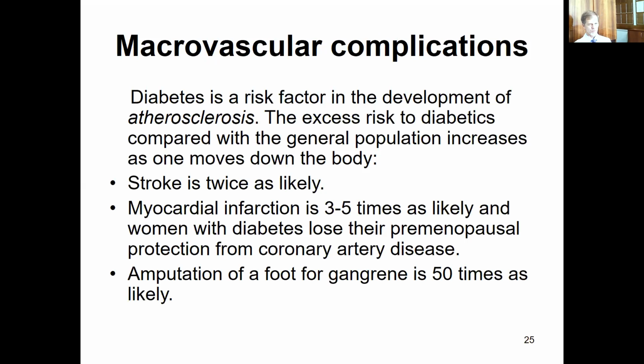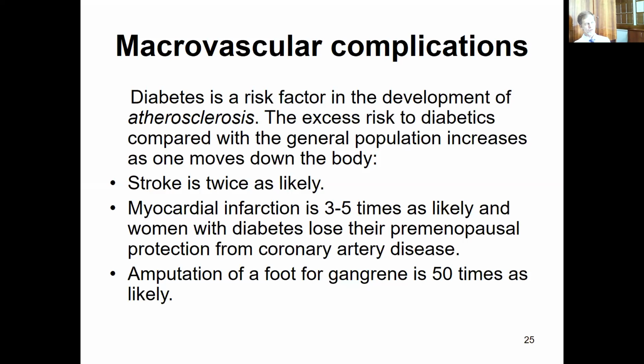Macrovascular complications, big vessels. Diabetes accelerates atherosclerosis; it is a risk factor in its development. So what does it mean? You know that the atherosclerotic process you may find in all people, especially with aging. Atherosclerosis you may find in people after their 30s, 40s, 60s, and with aging the number of atherosclerotically damaged vessels increases. But diabetes accelerates this process many times.